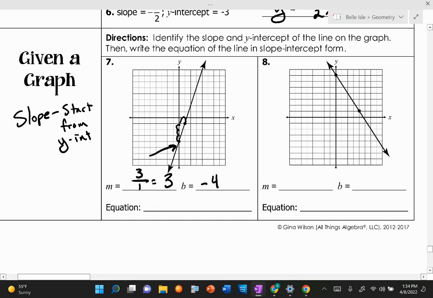So now write the equation. y equals 3x minus 4. Do number 8 on your own.